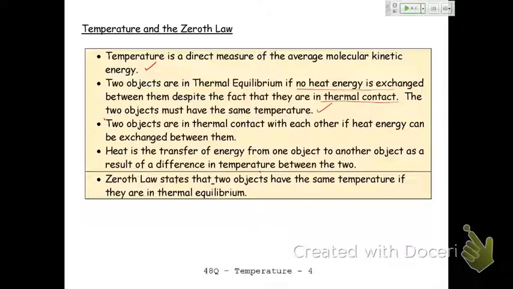Heat flows because of differences in temperature. That's a bit unusual. 2 objects are in thermal contact with each other if heat energy can be exchanged between them. And then heat is the transfer of energy from one object to another object, and is a direct result of a difference in temperature between the 2. So what are we doing? We now know there's energy inside one object, there's energy inside the other object. If there is a difference in temperature, energy will flow from the hot object to the cold object until they have the same temperature.